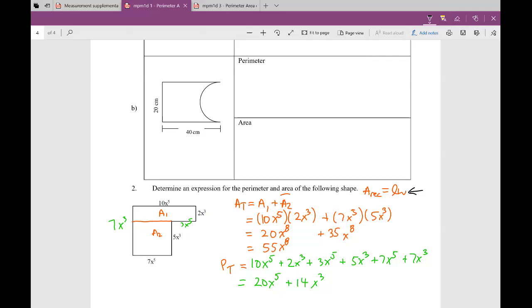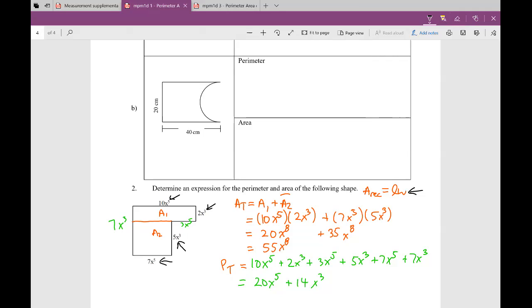And again, some of you might have remembered doing these kinds of questions when we're looking at algebra. So this is an algebra problem. So 10x to the 5 times 2x cubed, that's this value and this value for the length and the width respectively, plus the length and the width for the area 2 rectangle, which is as follows.